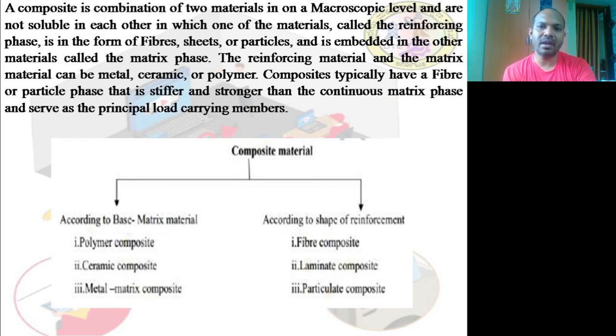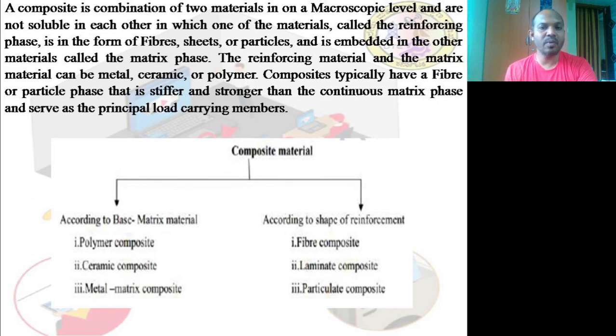The reinforcing material and the matrix material can be a metal, a ceramic or a polymer, and it is not necessary that they mix thoroughly. Tea powder will not mix completely, only the essence will be there. Similarly, in composite materials there is no hard and fast rule that both must mix with each other. Composite materials have a fiber or particle phase that is stiffer and stronger than the continuous matrix phase and serves as the principal load carrying member.